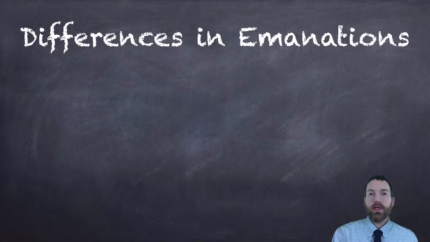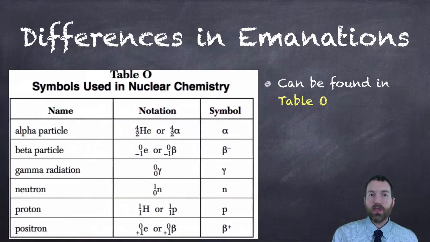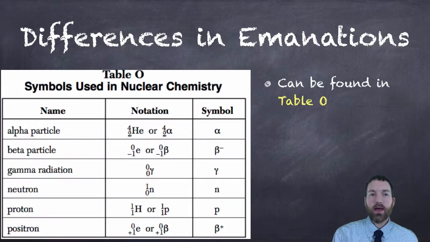So the particles that they give off are also called emanations, and there's different kinds of emanations depending on the type of isotope that's decaying. And these can all be found in Table O. So this is Table O, and it's a chart of the different kinds of emanations that are in radioactive decays. This column of the chart here has their names. This column in the middle has their notation, what they would look like in a nuclear equation. And this column here has their symbols.